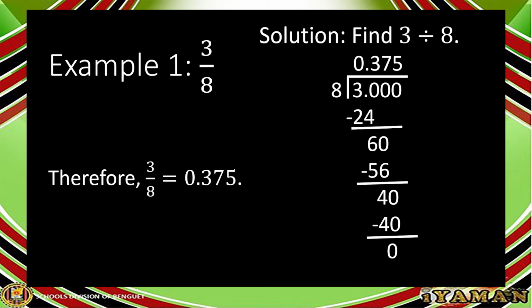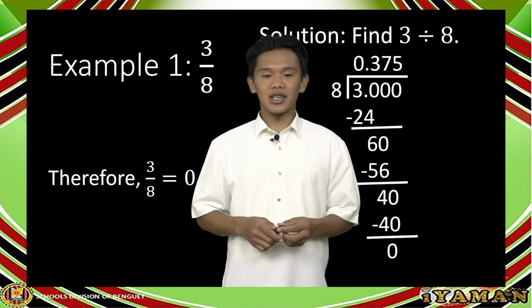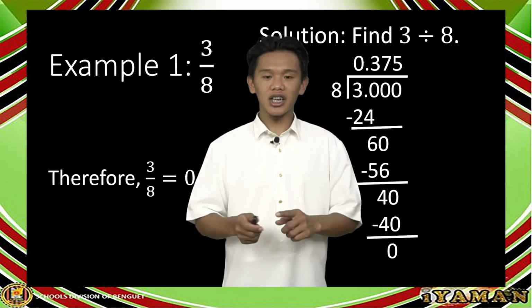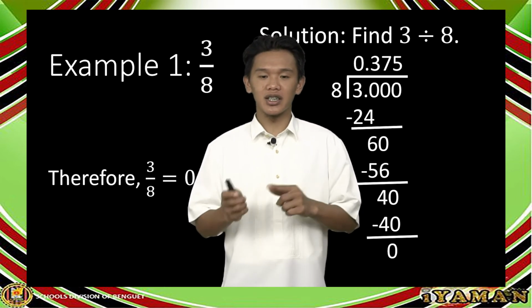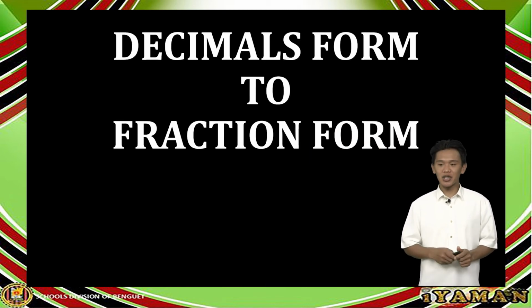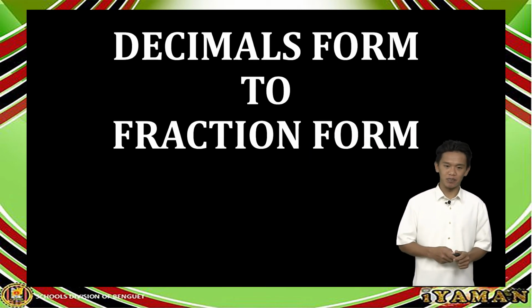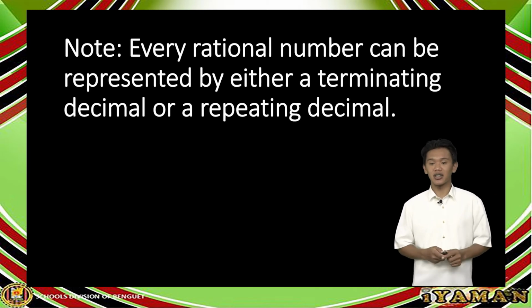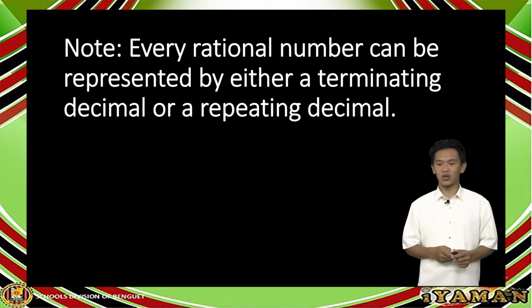Therefore, 3 over 8 is equal to the decimal 0.375. Now, for more examples in expressing a fraction form to decimal form, you can take a look at your module in the What's in It part. Now, let's try to express decimal forms to fraction form. So every rational number can be represented by either a terminating decimal or a repeating decimal. You need to take note of that one.